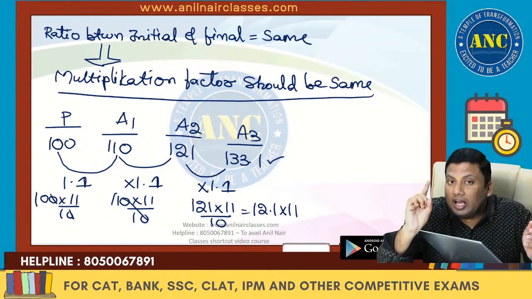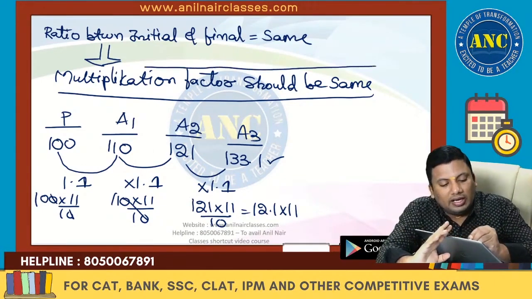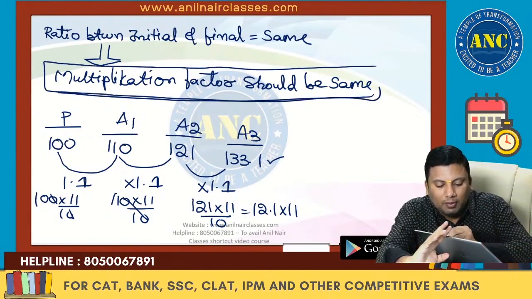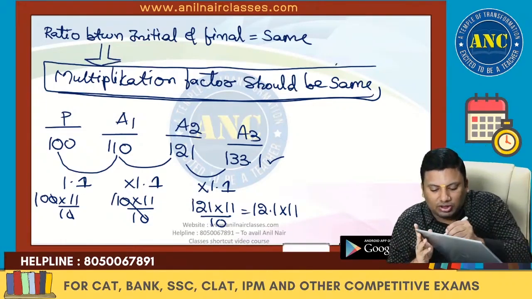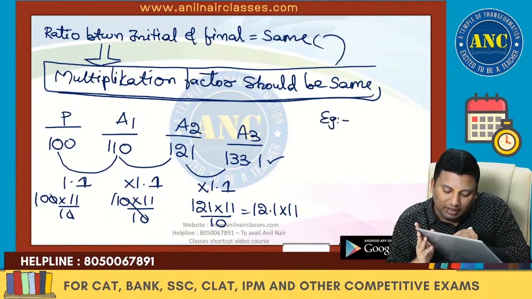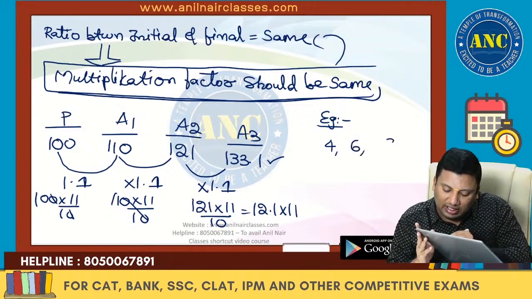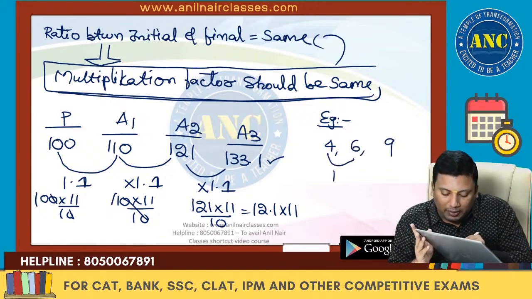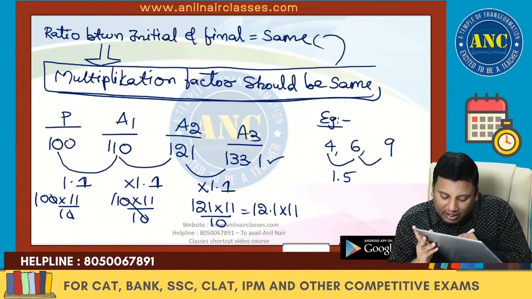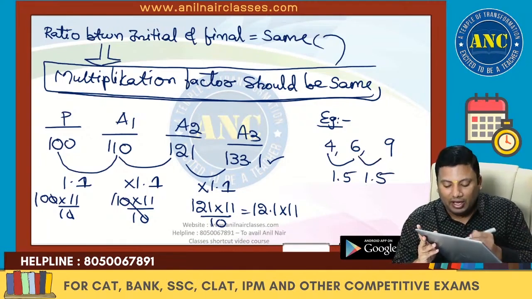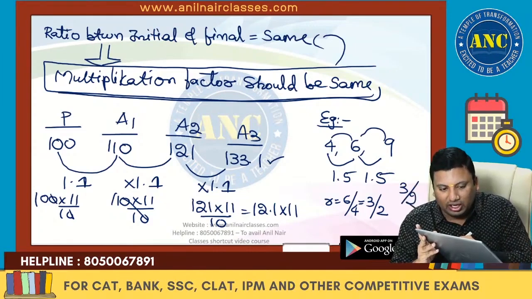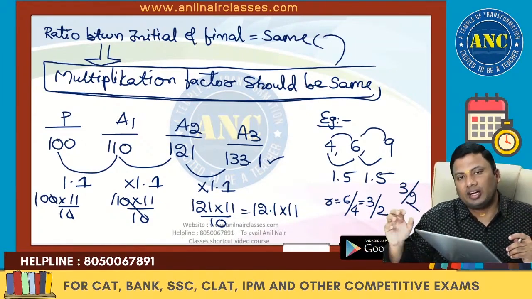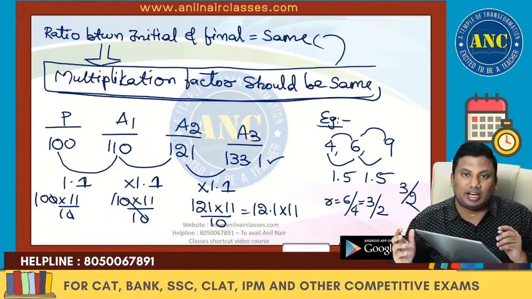That means in case of compound interest problems, the multiplication factor should be the same. See, these both are the same. Suppose I take an example of a GP series 4, 6 and 9. The multiplication factor is 1.5. Here also it is nothing but 1.5. If I take the ratio 6 by 4, which is nothing but 3:2, here also it is nothing but 3:2. When I say the ratio is the same, that also means the multiplication factor should be the same.